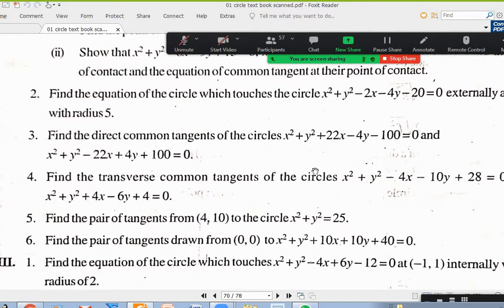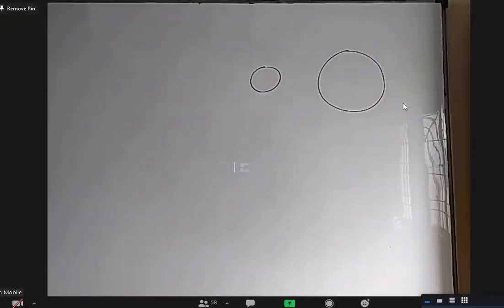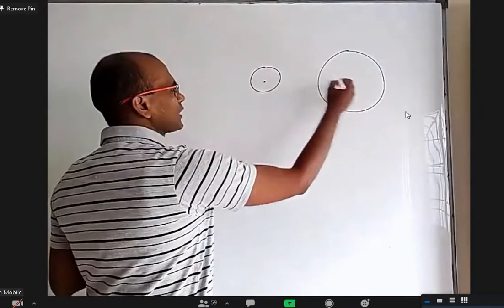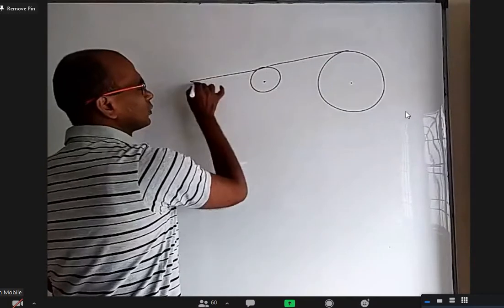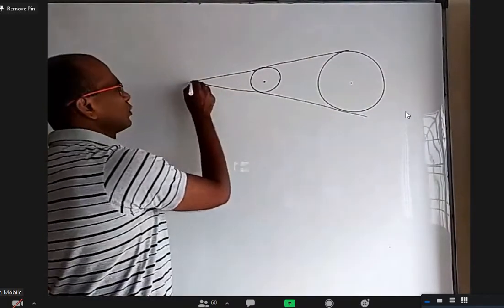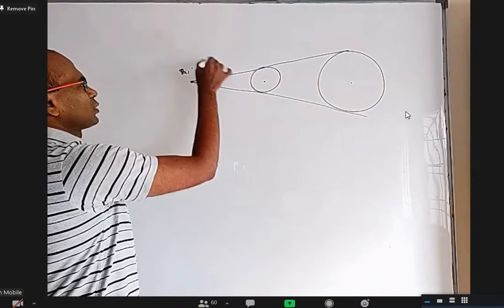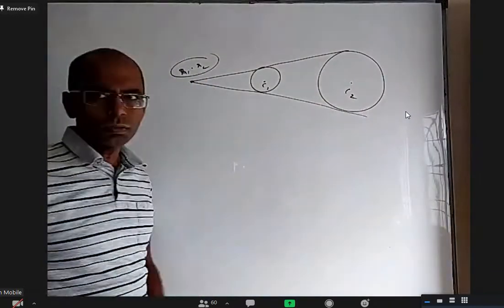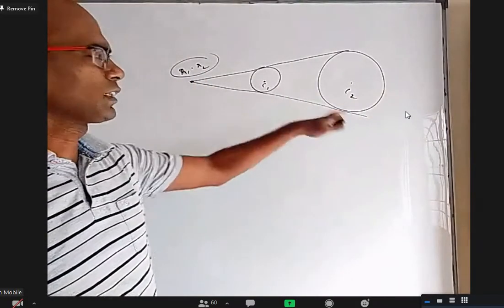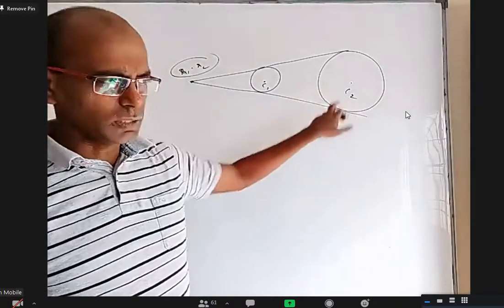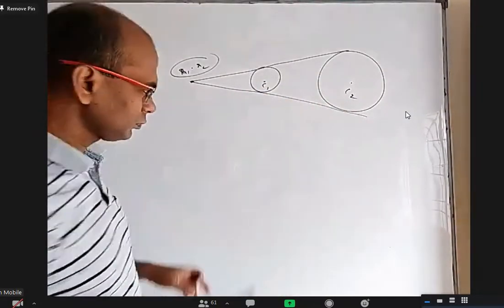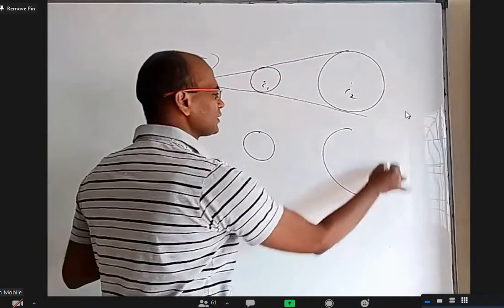In the third one, they asked for direct common tangents. So you take this center, this center. These are the tangents you want. First of all, you have to find this point, which divides these two in the ratio R1 is to R2 externally. Take this as C1, this as C2. Find R1, R2 and apply the section formula, dividing these two in the ratio R1 is to R2: R1 times this minus R2 times this, by R1 minus R2.